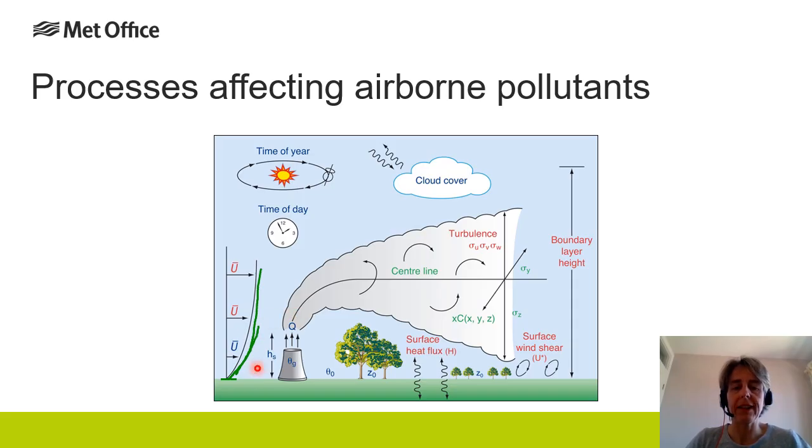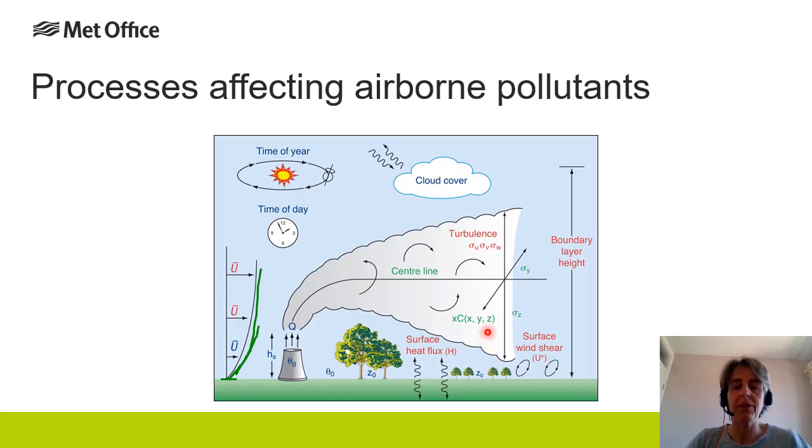We start with the emission detail. How much is being emitted, from where, at what height, and other properties such as the temperature of the release and therefore whether it's buoyant. The downwind dispersion is governed primarily by the mean ambient wind, and this will vary depending on the height of the plume.